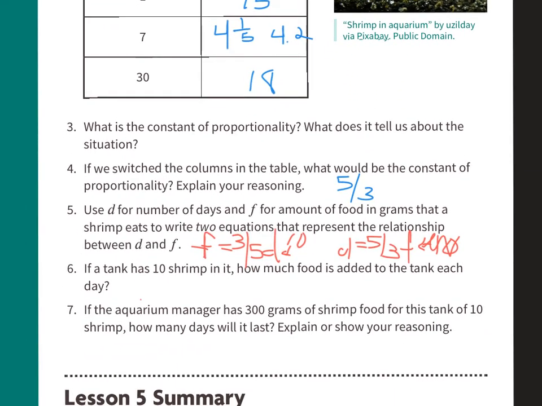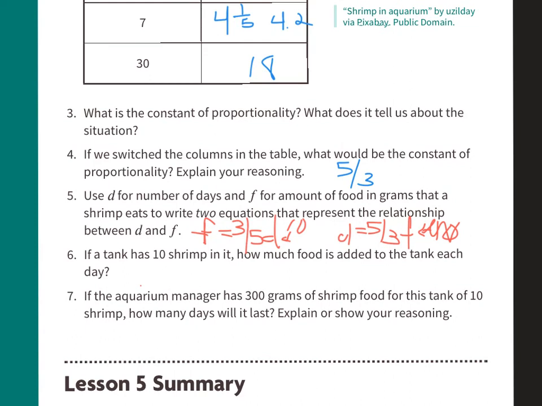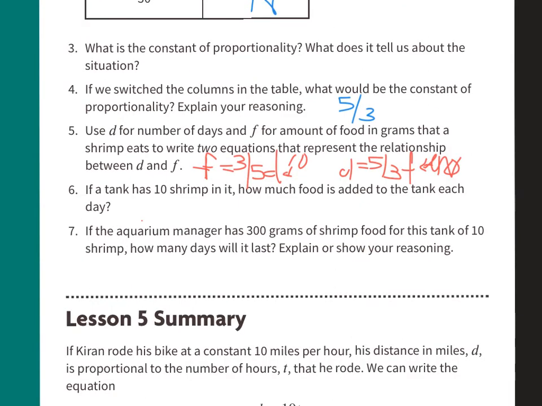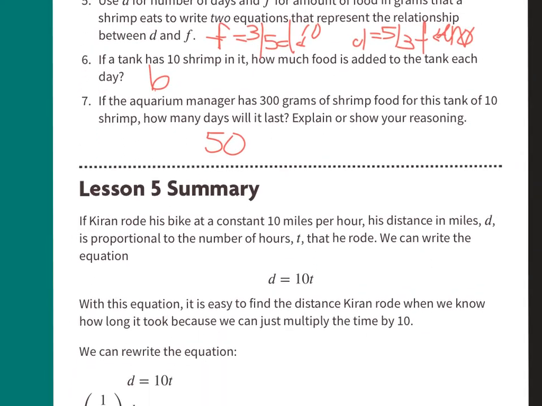Okay? And number 7, if an aquarium manager has 300 grams of food for this tank of 10 shrimp, how many days will it last? We know that 10 shrimp takes 6 grams of food because we just did that one on number 6, right? So we're going to go 300 grams divided by 6 grams per day, and we get 50 days. So it's going to last almost 2 months. Okay, and that's it. Let's look at the summary.